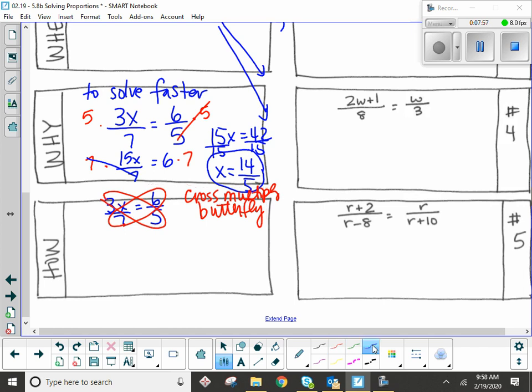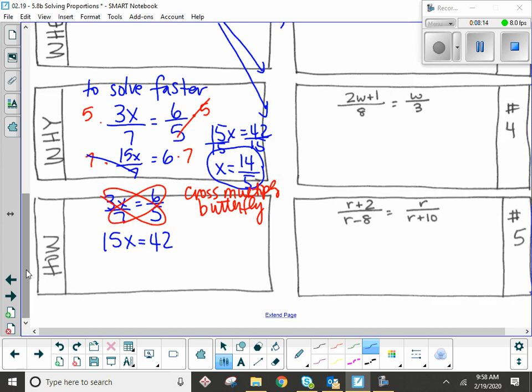And so then once you take those cross products, you get 15x equals 42. And that's faster than, see, I got to 15x equals 42 there as well, but it just took me a few more steps. So then, simplifying your fraction, you get the same thing, 14 fifths. So that's why we have this method.